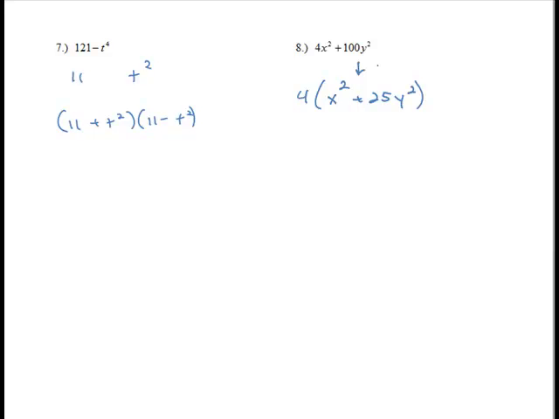Now we would not call this problem prime because we have done some factoring. Prime means you cannot factor or do anything to the original problem. Factoring out a greatest common factor is factoring. It just simply means this is all the factoring we can do, or it's fully factored at this point.